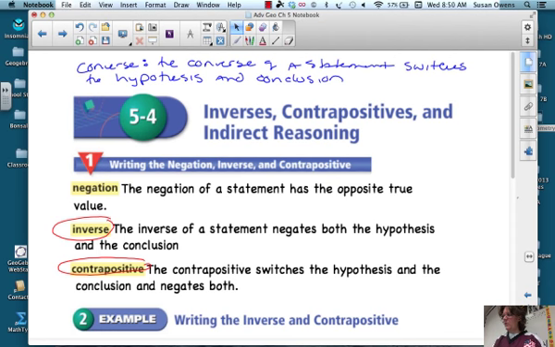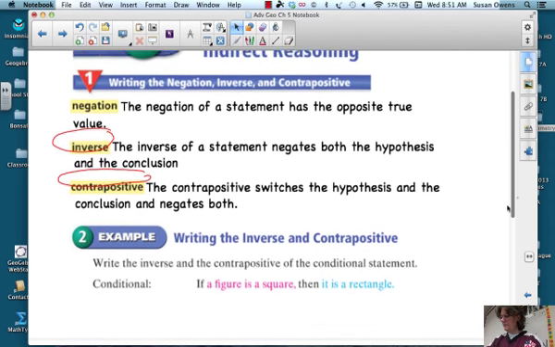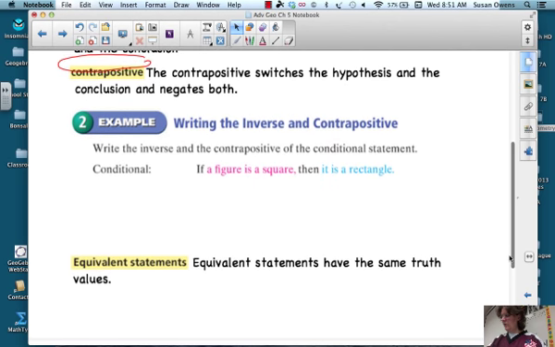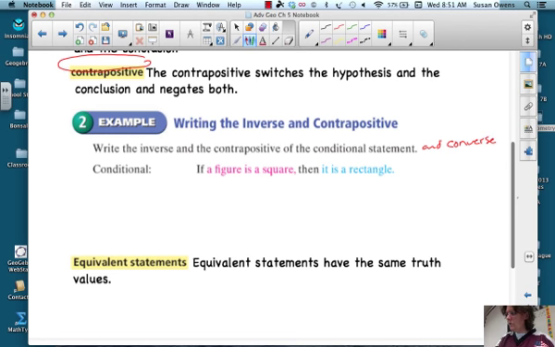So from this section, we need to know what a conditional is, you need to know what a converse is, you need to know what an inverse is, and you need to know what a contrapositive is. And we'll do some examples. Okay. So here's a conditional statement. If a figure is a square, then it is a rectangle. So I want to write the inverse and the contrapositive, and while I'm at it, I'm also going to add the converse too.